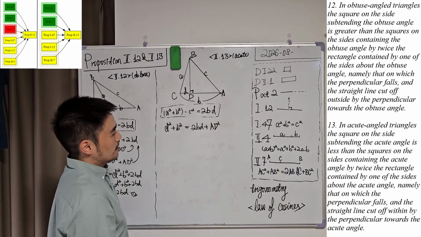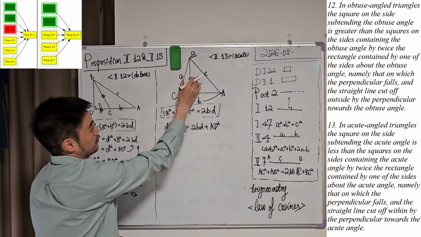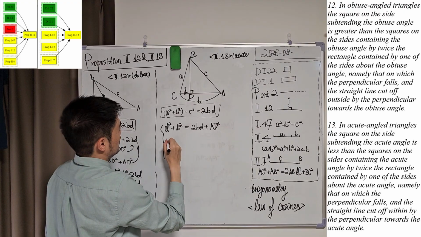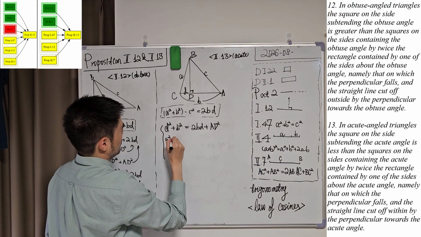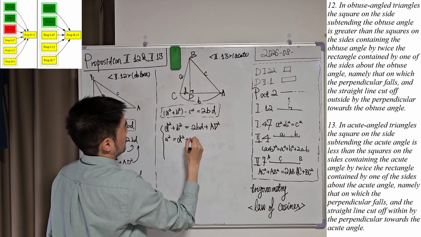Okay, then let's apply the Pythagorean theorem twice on these two right-angled triangles BCD and BAD. So we have A square will be equal to the square on D plus the square on BD.